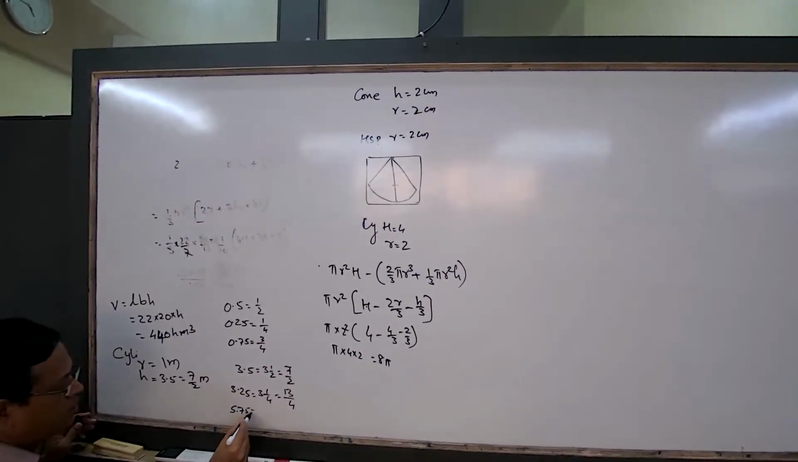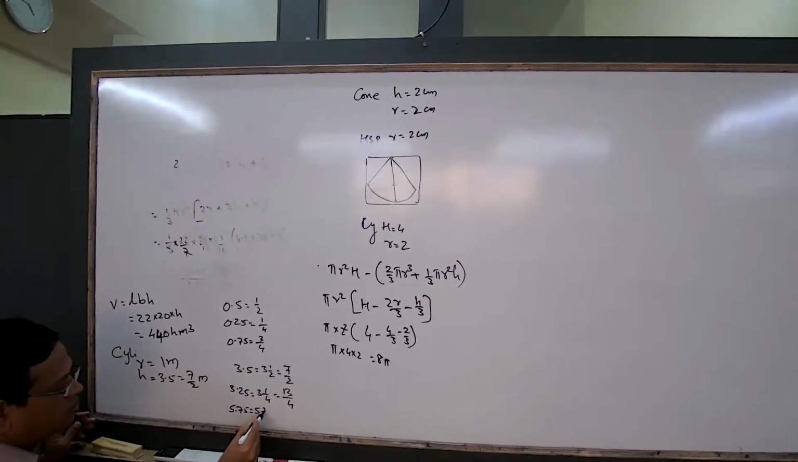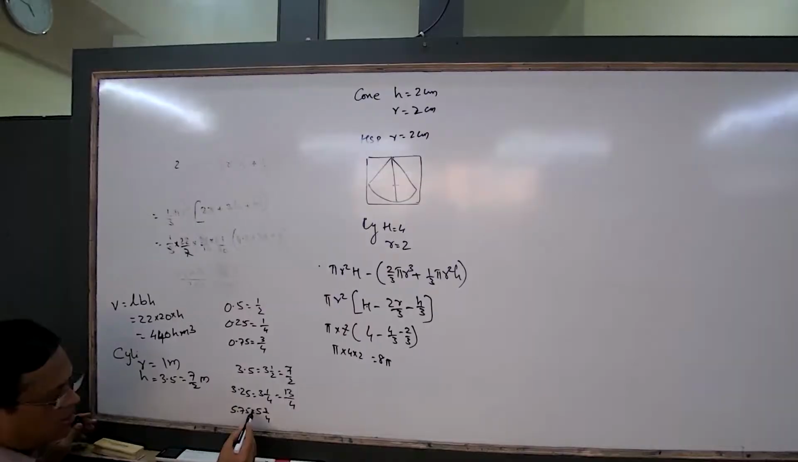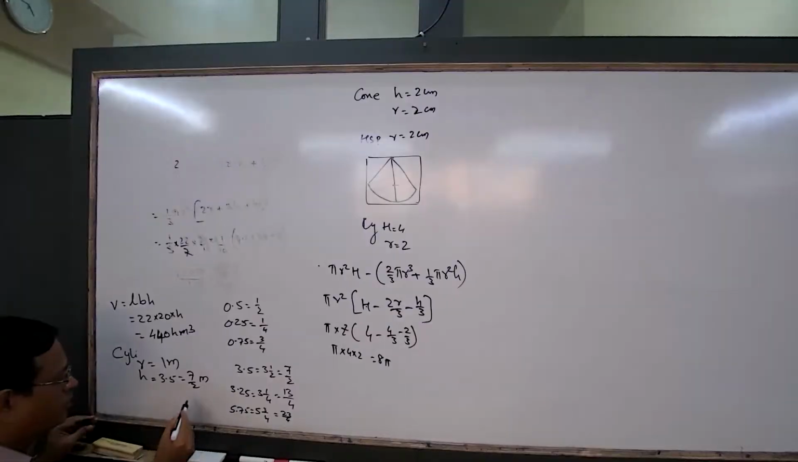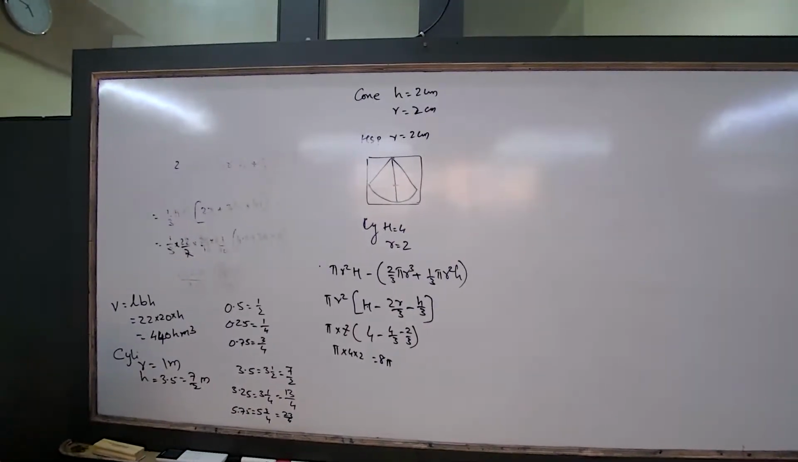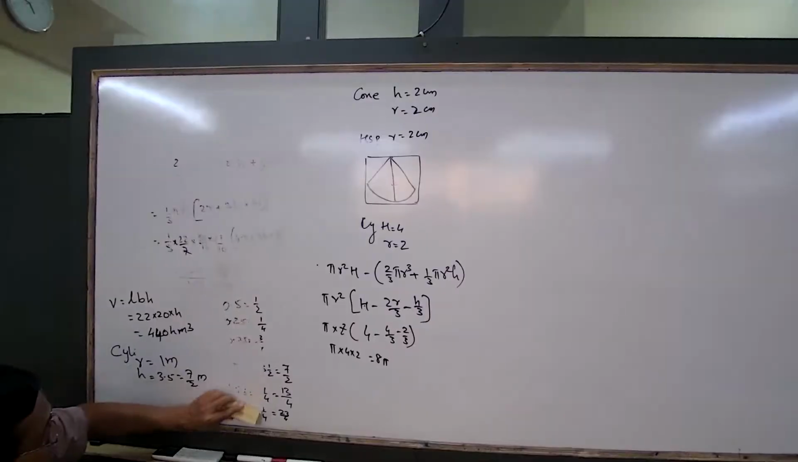5.75, how do you convert? 5 3 by 4. No need to write this one, but if you want to, write. How much? 5 4s are 20 plus 3, 23 by 4. So 3.5 means 3 1 by 2, 7 by 2. Understood all of you now? Is it clear? That calculation is easy.